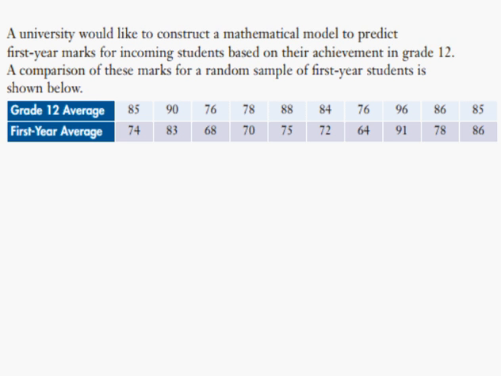So just look at this first example. The university would like to construct a mathematical model to predict the first-year marks for incoming students based on their achievement in grade 12. And here you go, here's the chart. So this first data point you see here is telling me that here's a person who got an 85 as an average in 12th grade, and the first-year average at college was a 74. And the second data point is telling me that a person with an average of 90 in 12th grade got a first-year average in college of 83.